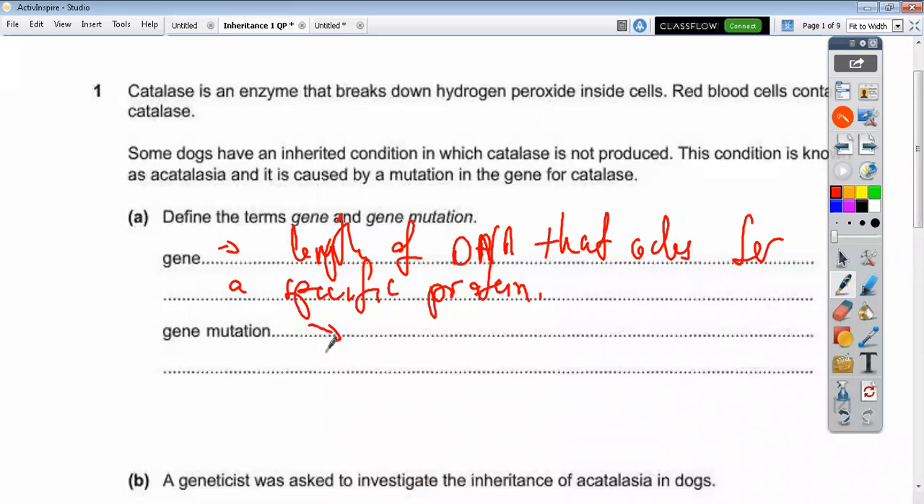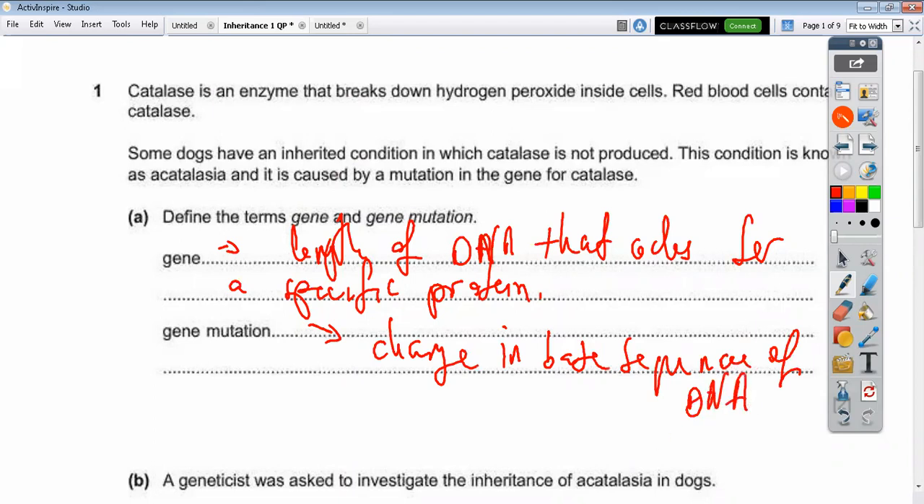Gene mutation, I talked about it just now when I was talking about sickle cell. So gene mutation is simply a change in your base sequence. Remember, we're talking about the bases, a change in that base sequence. Gene mutation can be positive, can be negative. So gene mutation is a change in the base sequence of DNA. Are we together?